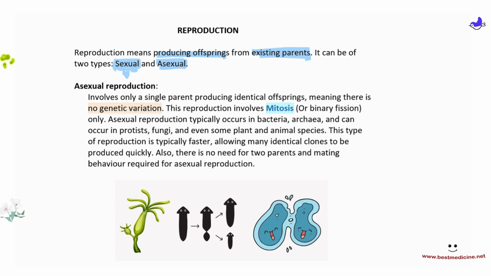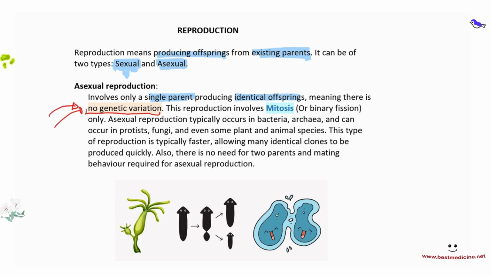So what are the characteristics of asexual reproduction? It involves only a single parent, and it produces identical offspring. If it's producing identical offspring, then there is no genetic variation. If there is no genetic variation, then the susceptibility to selection pressures is great. I'll come to that in a bit.